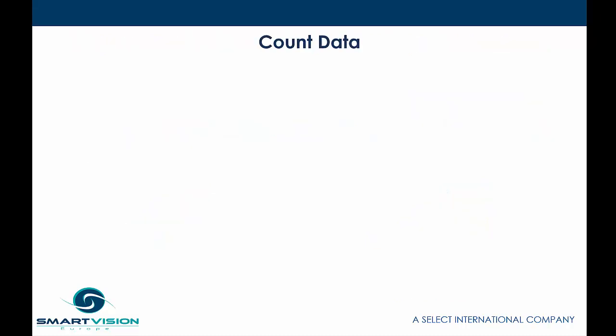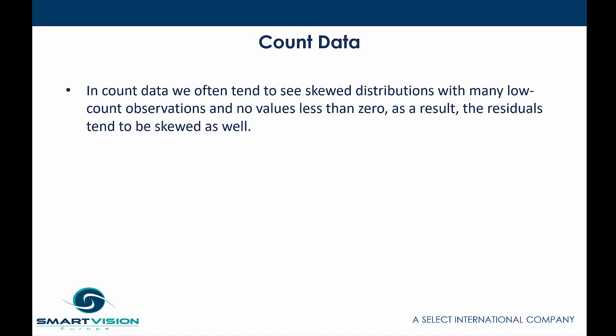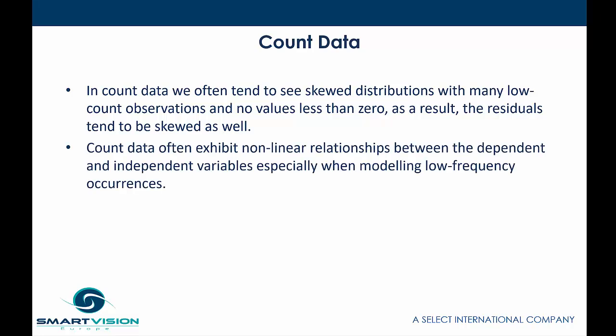In fact, in data based on counts, you do tend to see skewed distributions with many low count observations and no values, of course, less than 0, because you're talking about counts of occurrences. And as a result, the residuals tend to be skewed as well. In fact, if you use something like OLS linear regression, you may well find that the predictions produce negative values, which of course doesn't make any sense when you're talking about counts of occurrences.